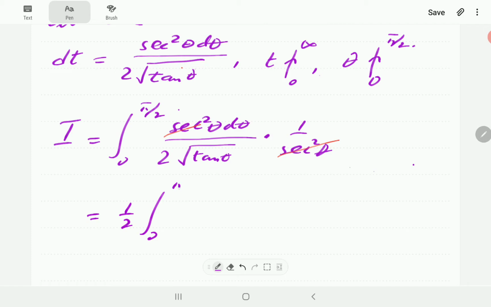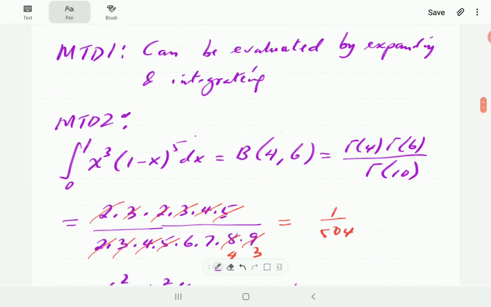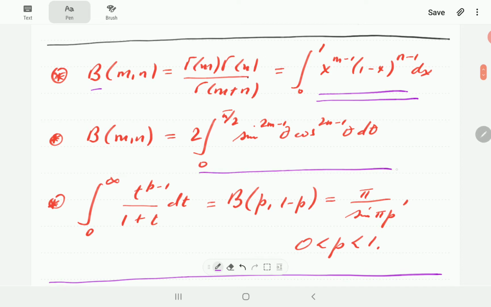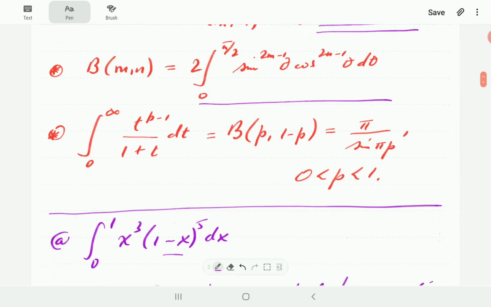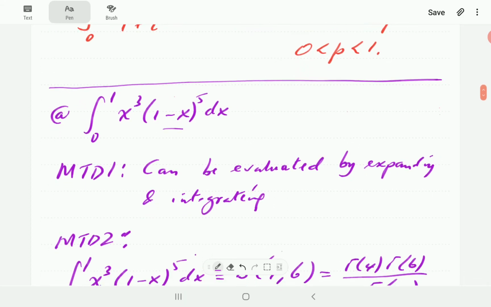So I've got square root tangent in the denominator, so that means it's sine over cosine. If we bring the cosine in the numerator, it's going to be cosine theta to the power half, sine theta to the power minus a half. And now this is in the standard form of the beta function, it's the trigonometric expression of the beta function.